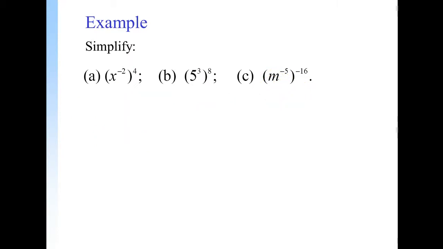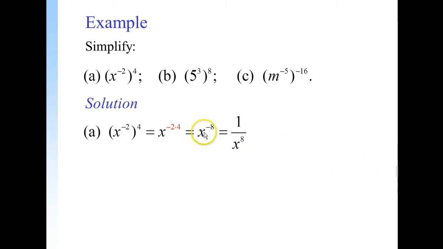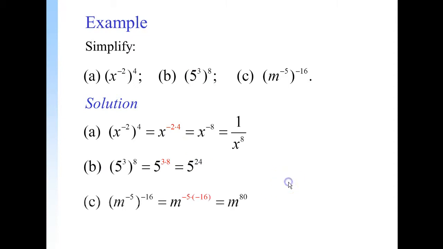Now let's check them out. So there's with the negative exponent, there's the positive exponent. There we're just multiplying and we get that. And here again we're multiplying negative times negative and we get that.